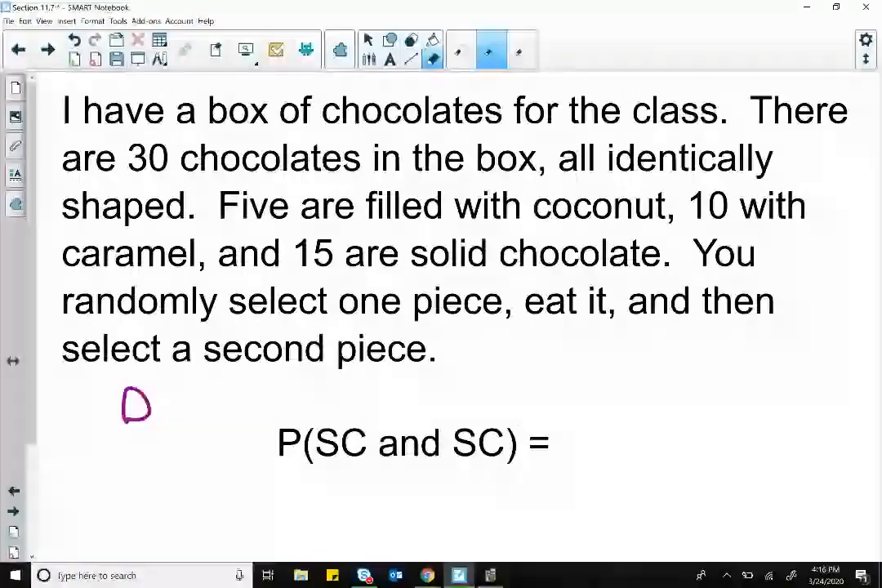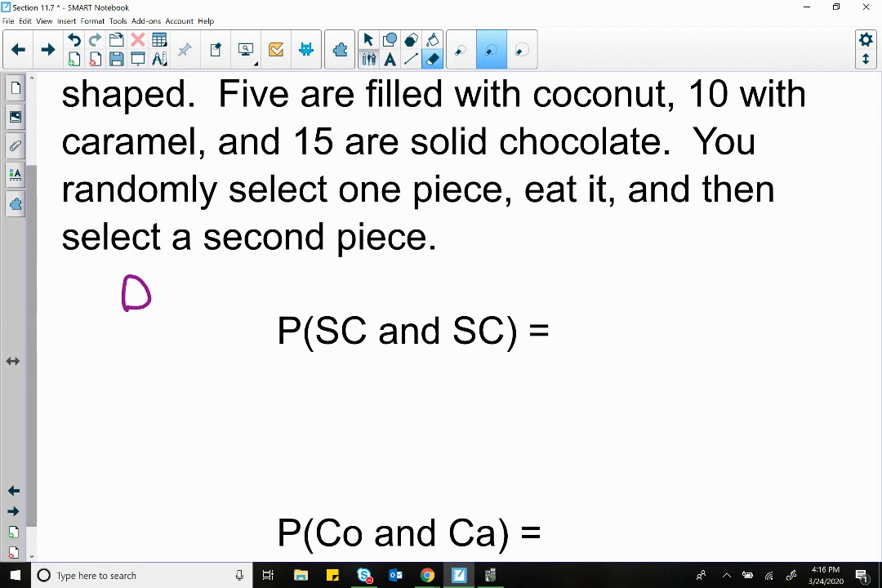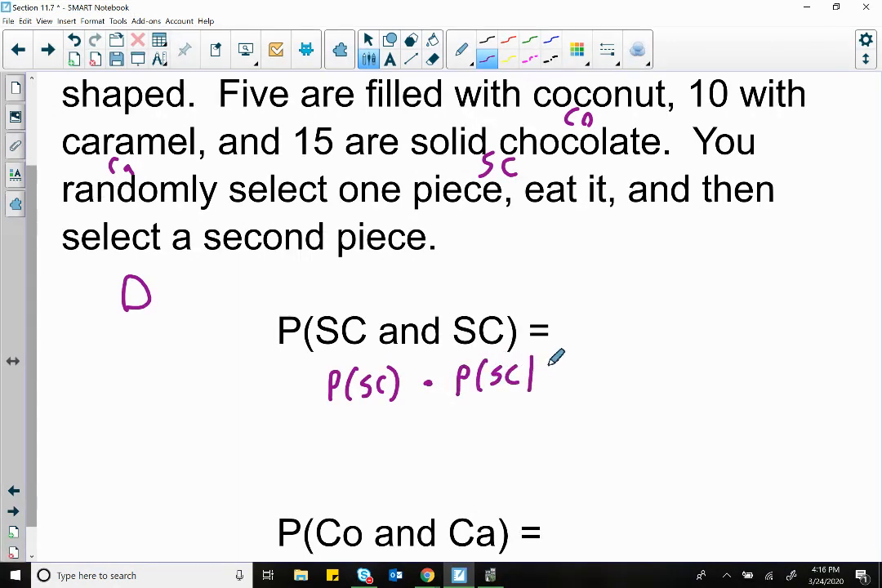So for this guy, what we want to do is SC stands for solid chocolate. Okay, CO stands for coconut. CA stands for caramel. Okay, so probability of solid chocolate is what we want first. And then we've got to find the probability of a solid chocolate again, given that we just ate a solid chocolate. Okay, so let's find this first probability.